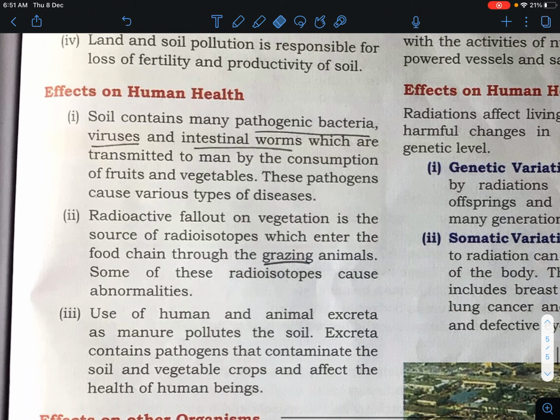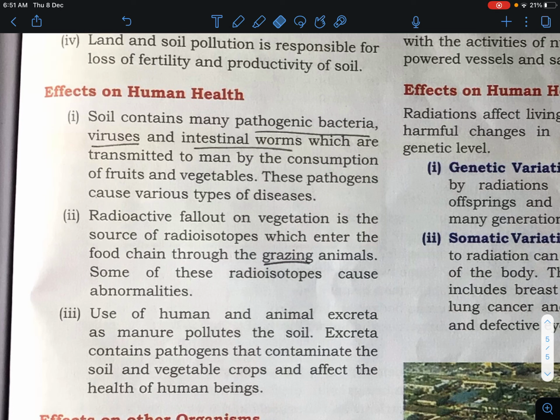Now, effects on health. Soil containing many pathogenic bacteria means bacteria, some of the microorganisms that cause disease. So soil contains many pathogenic bacteria, viruses, and intestinal worms which are transmitted to man by the consumption of fruits and vegetables, and these pathogens cause various types of disease.